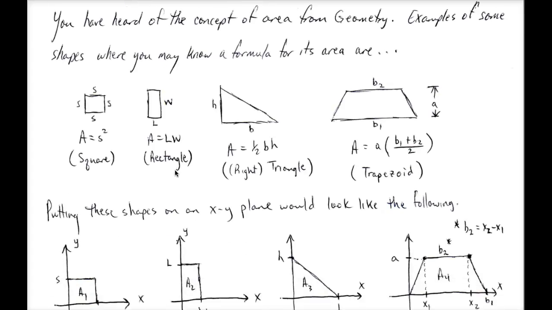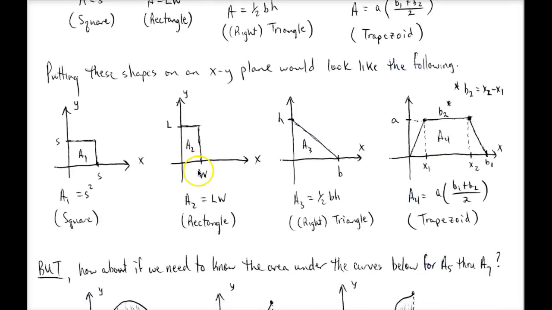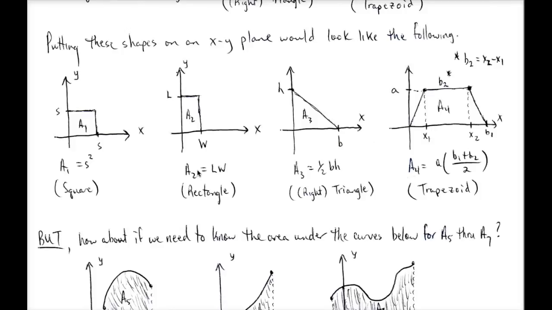Now, you have heard of the concept of area from geometry, and some examples of some of the shapes where there are known areas are the square, rectangle, a right triangle, or just a triangle in general, and a trapezoid. And if we put these particular shapes on an XY plane, this is an example of what it may look like.